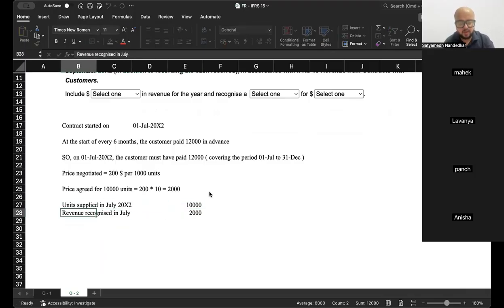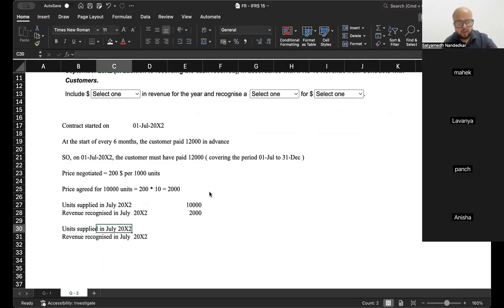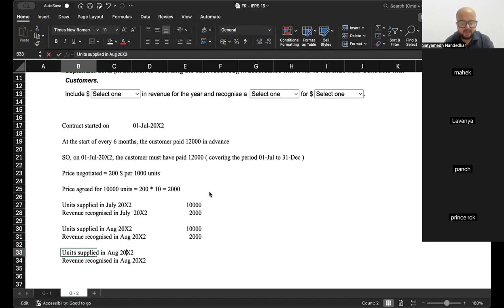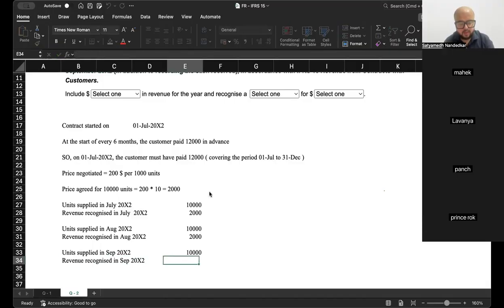Units supplied in July 2002, revenue recognized in July 2002. Same thing, यहाँ पे करो. Units supplied in August 2002, again 10,000. Revenue recognized in August 2002 is 2,000. Then units supplied in September 2002 is 10,000. Revenue recognized in September 2002 is 2,000. Now pay attention, okay? This 2,000, this 2,000 and this 2,000.